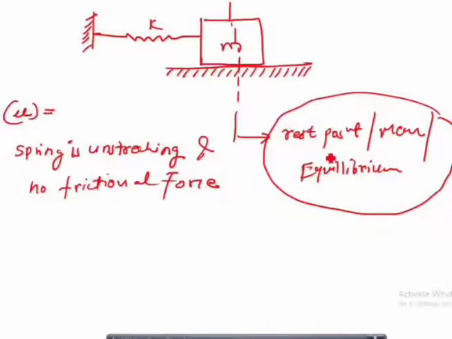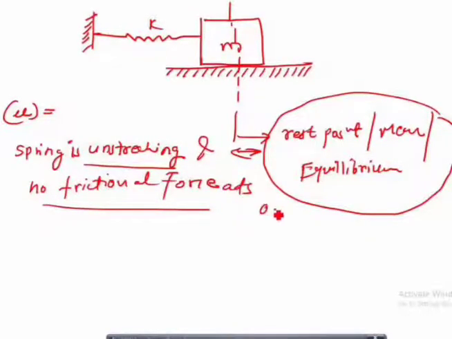So at the rest or mean or equilibrium position, the spring is unstretched, with no compression and no elongation of the spring, and there is no frictional force acting on the mass. Now I have considered a simple spring mass system with a mass m sliding on a dry surface. I have considered mu as the coefficient of dry friction between the two surfaces, and I have stated that in the equilibrium position the spring is unstretched and no frictional force acts on the mass.